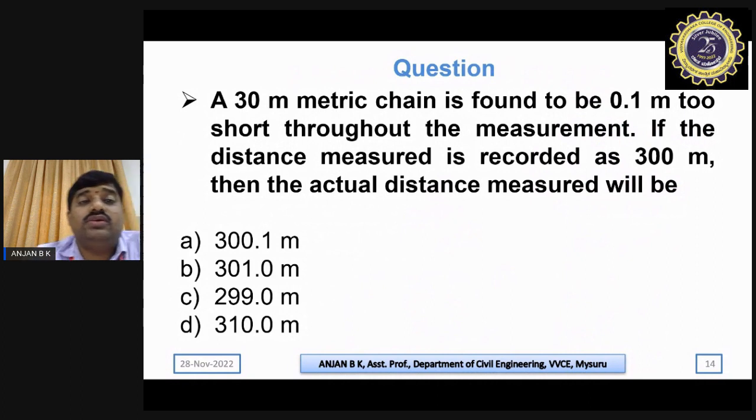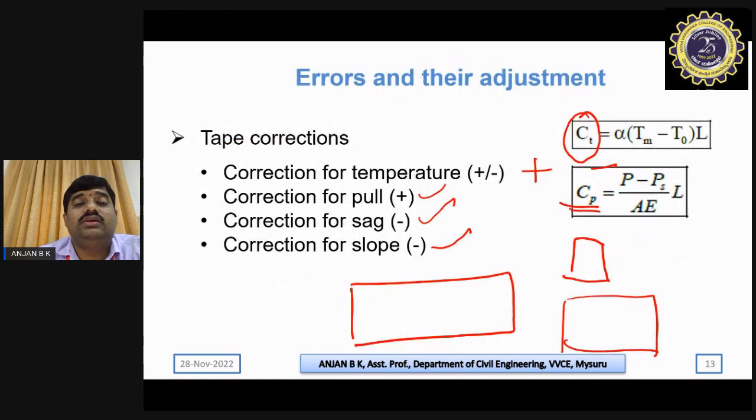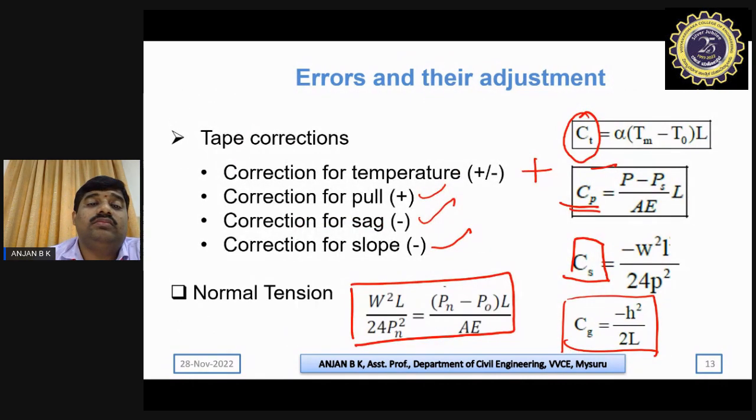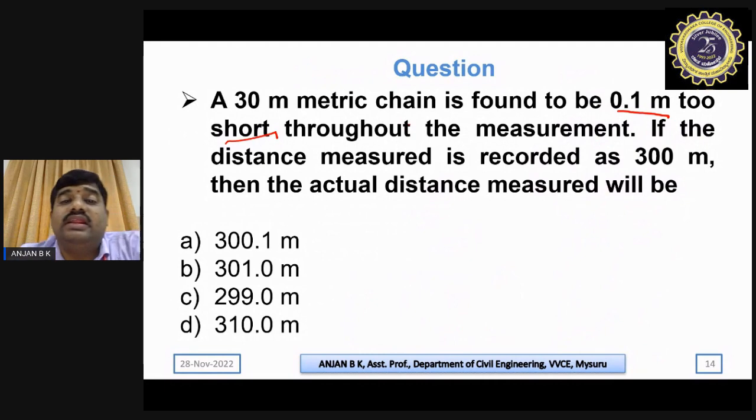So here is a question. A 30-meter metric chain is found to be 0.1 meter too short. So absolutely, the correction will be positive. Correct. So we have seen this here. If it is too short, then the correction is always positive, that means error is negative.